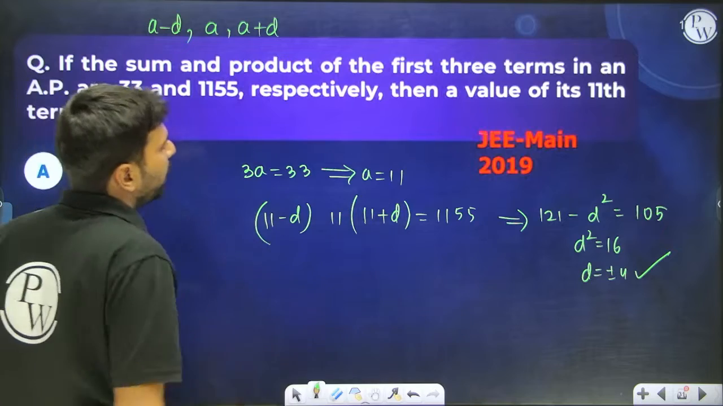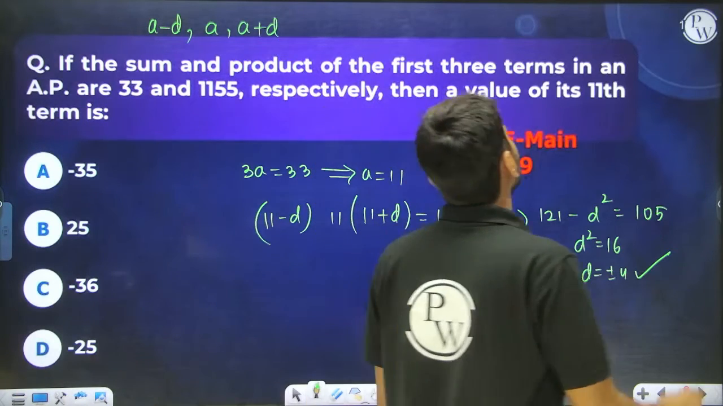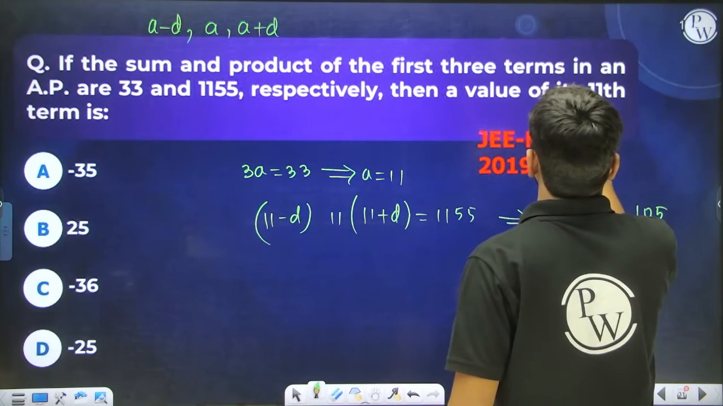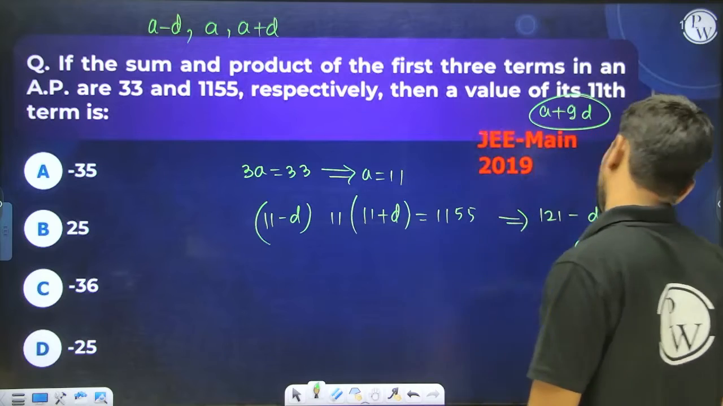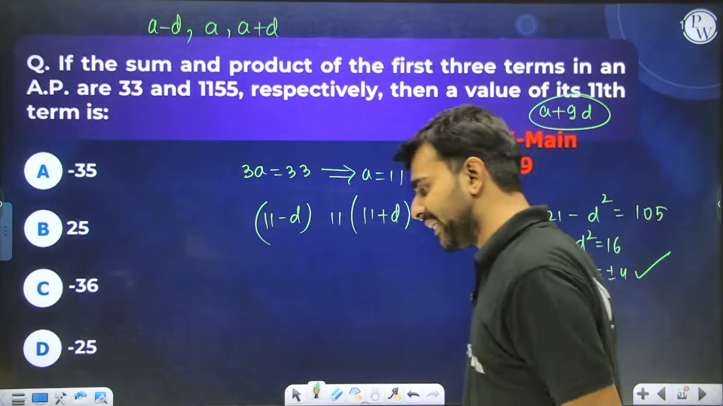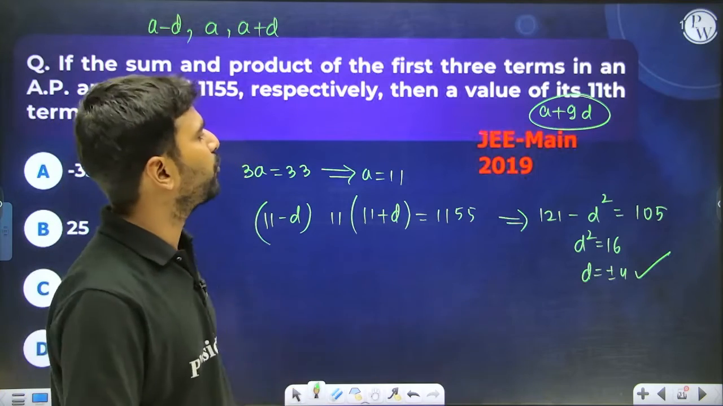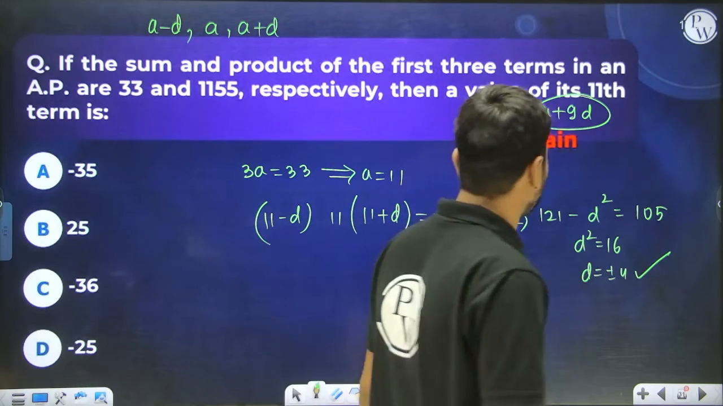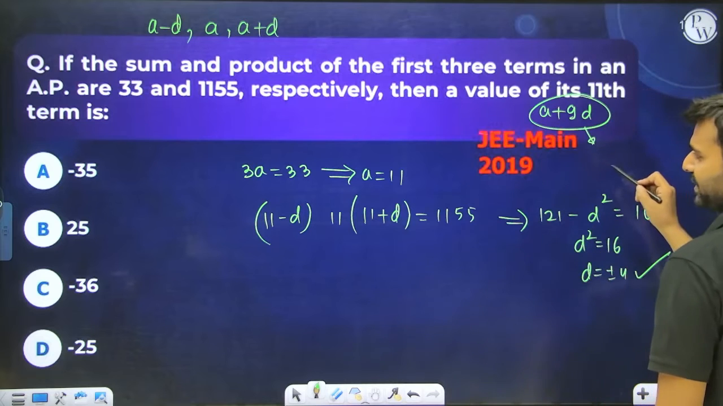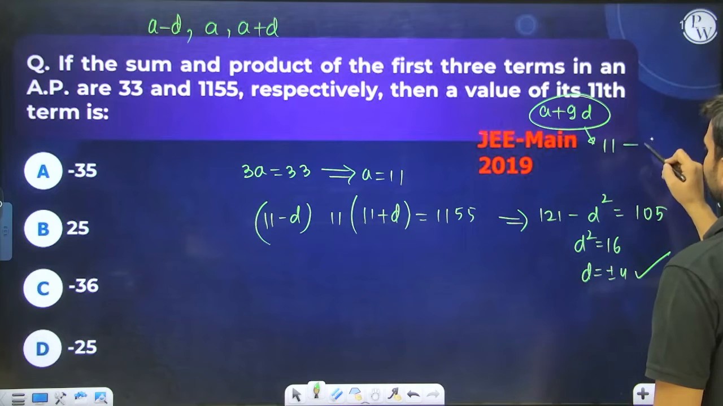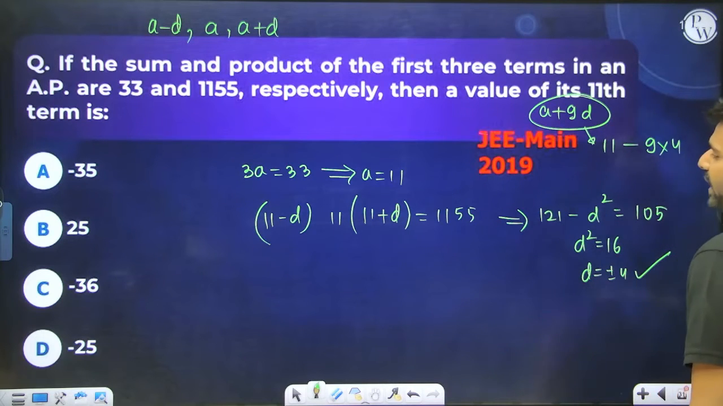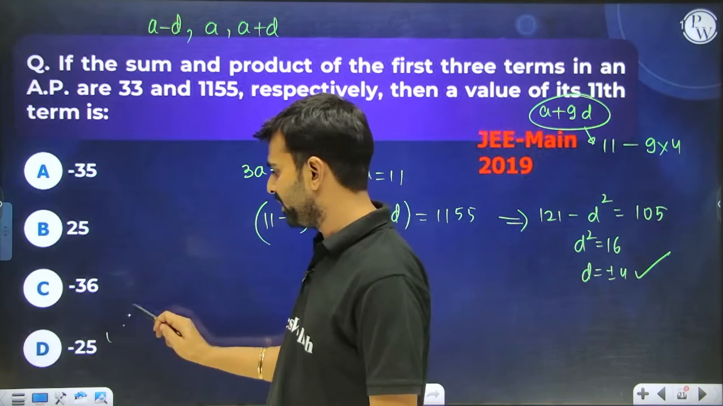So here, if you talk about the 11th term, the 11th term is going to be a plus 9d only, because the first term you have taken is a minus d. That's why the 11th term of the AP is going to be a plus 9d only. Feel it, everyone. So in that case, it is going to be 11 minus 9 into 4, that is minus 25. So minus 25 will be the correct answer.